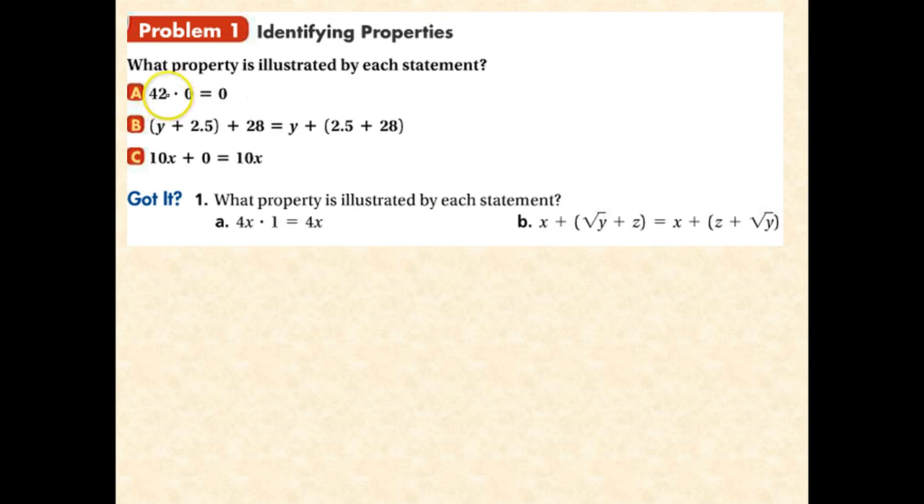So what property is illustrated here? 42 times 0 equals 0. Well, that's the zero property of multiplication because we multiplied something by 0 and got 0.